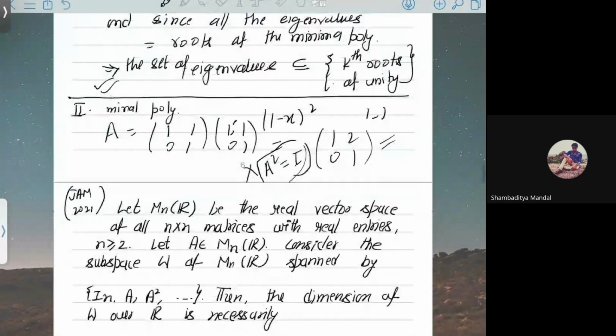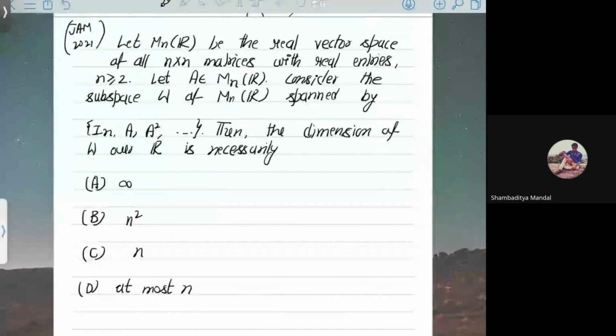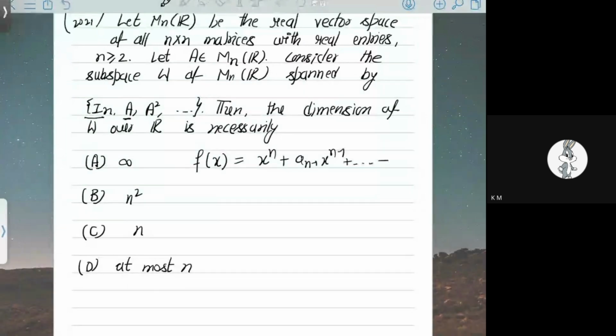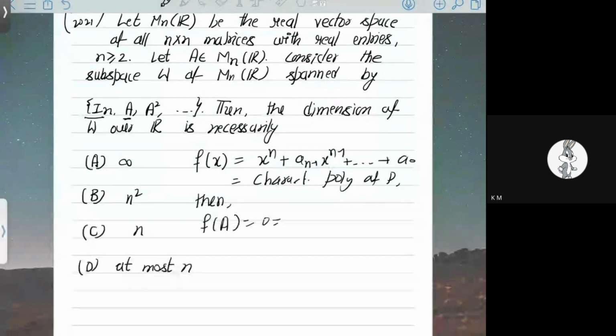Okay. So now we just consider the subspace W of M_n(R), which is spanned by this set: the identity matrix, A, A squared and so on. Then they are asking whether the dimension of W over R is necessarily one among these. Now we know that the characteristic polynomial of this matrix A is of degree, can somebody tell me what is the degree of the characteristic polynomial? N. Right. So let us assume that f(x) equal to this thing is the characteristic polynomial of A. Then due to the Cayley-Hamilton theorem, f(A) is equal to 0, which is A raised to power n plus and so on.